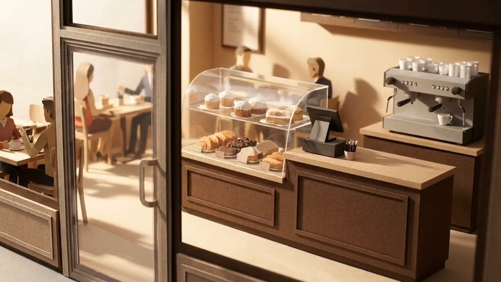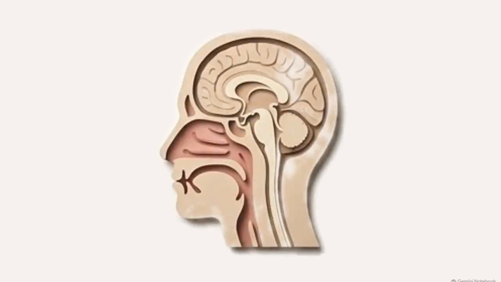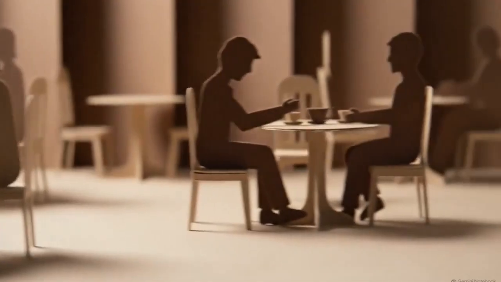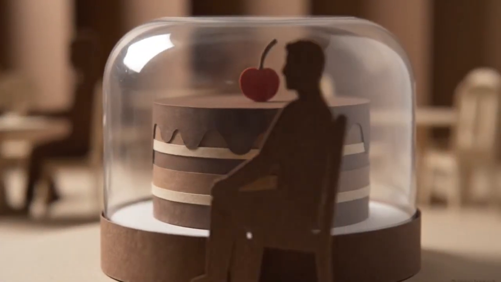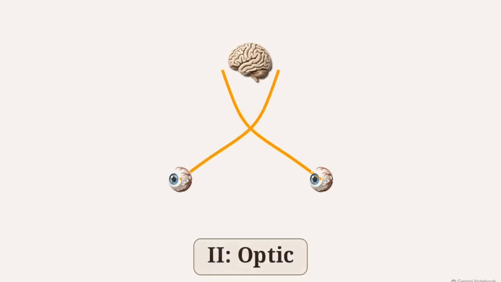Imagine walking through the front doors of your favorite cafe. Immediately, you use your one nose to smell the rich aroma of roasted coffee beans. This is Cranial Nerve I, the olfactory nerve, which handles your sense of smell. You use your two eyes to look across the room and spot a massive chocolate cake in the display case. That's Cranial Nerve II, the optic nerve, responsible for vision.